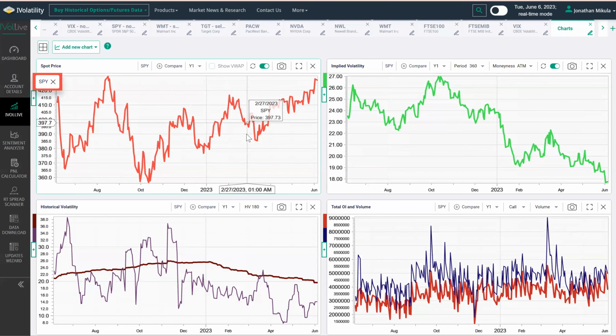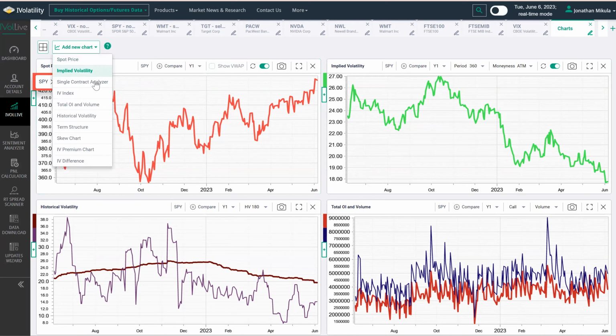It's going to show you the 4 most popular charts within IVolLive. So what's great about this is on the prior view, you were able to draw on it and add technical analysis. What's great about this view is you're able to choose from all these different chart types: spot price, which is here; implied volatility, which is here; single contract analyzer, which is pretty much what we were just looking at in the options chain, right? Where we were looking at a specific strike price for Newell. IV index, which is also very popular. This is the implied volatility. Total open interest in volume, which is down here.